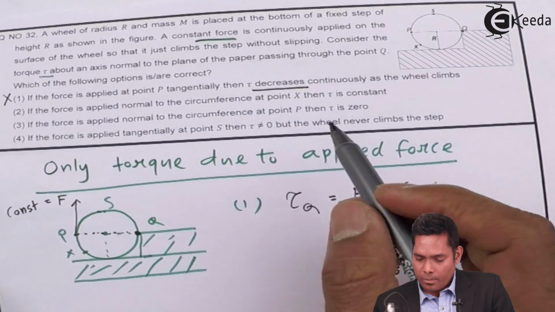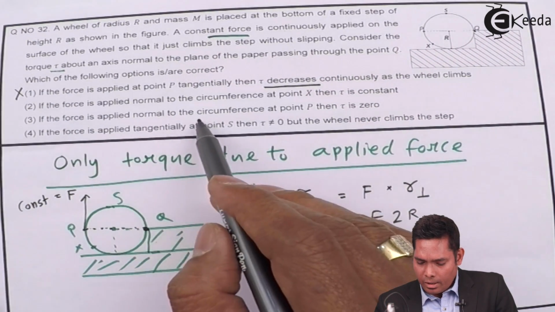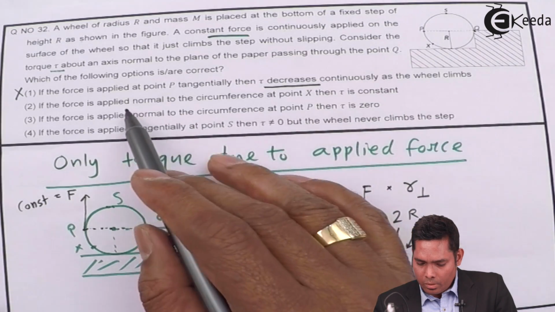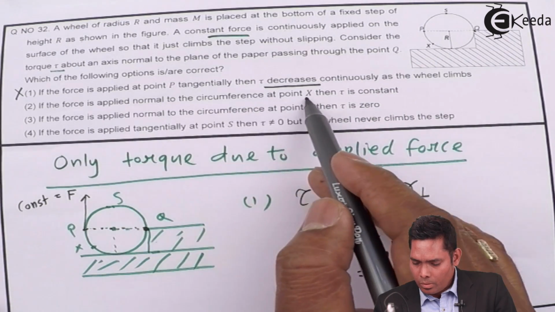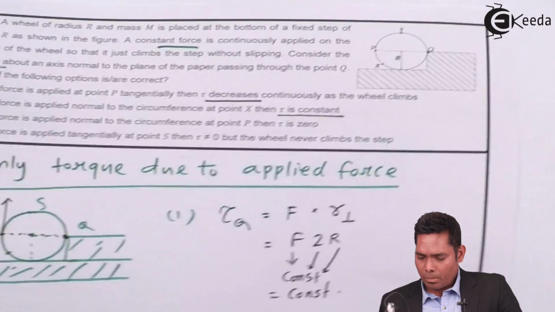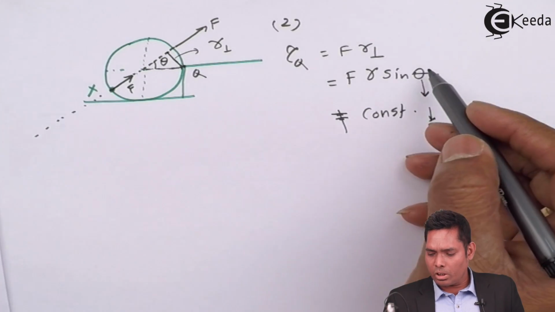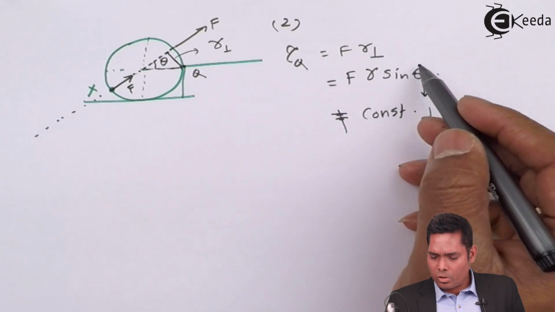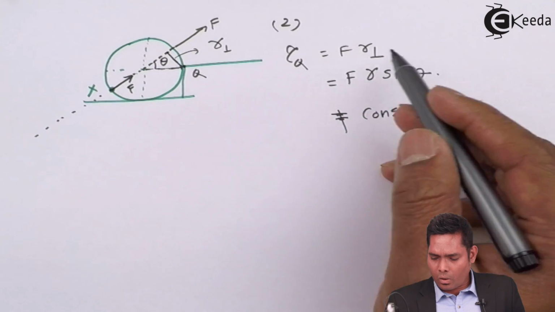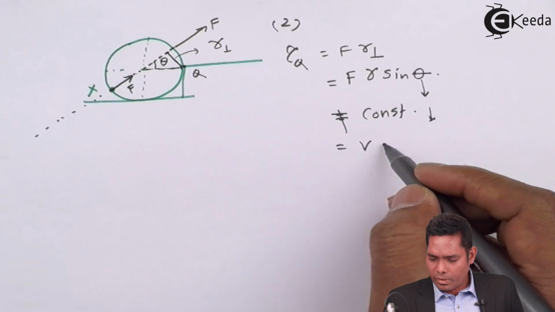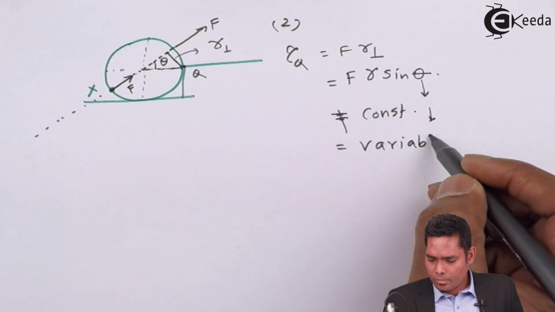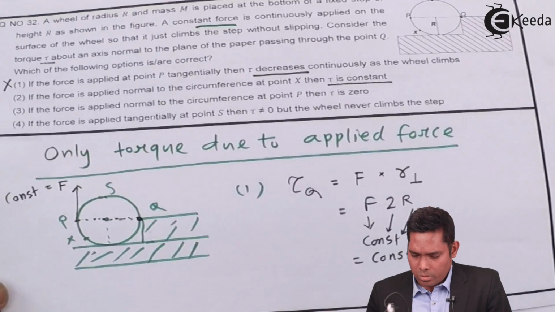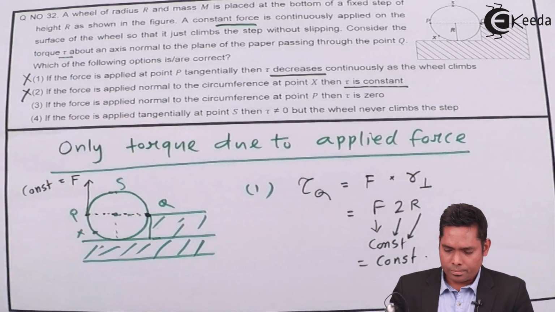It depends on theta. Here it says that torque is constant, but here the torque is not constant. It's changing with theta. So this is also variable. Torque is not constant. It's variable. So this option is also wrong.